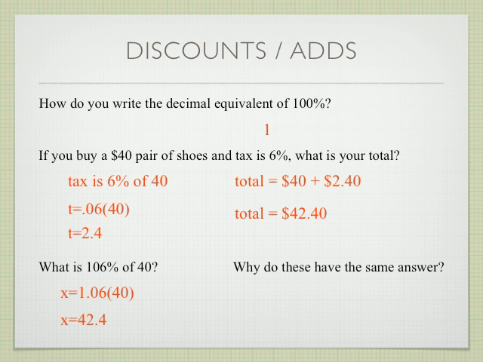Up top, I just had 6%. I didn't have 106% of anything. And down below, I had 106%. Why are they the same? Notice, if you pay 6% in tax, you're paying a total of 106% of the price. You pay 100% of the shoes to the store and 6% of the shoes to the government. So all in all, you pay 106% of the price. This is what I mean by an add.